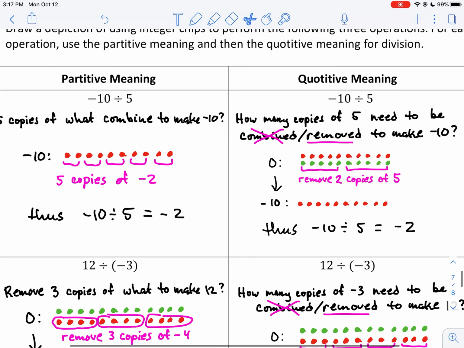Now compare that to the partitive meaning. They're very different ways to think about division, yet they both yield the same numerical result. It's just the way we imagine what division means is different, but the numerical result is negative 2 in both cases.